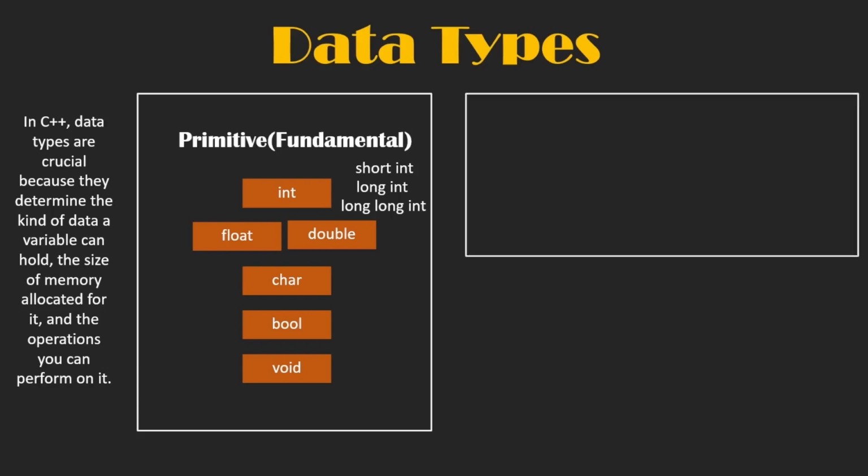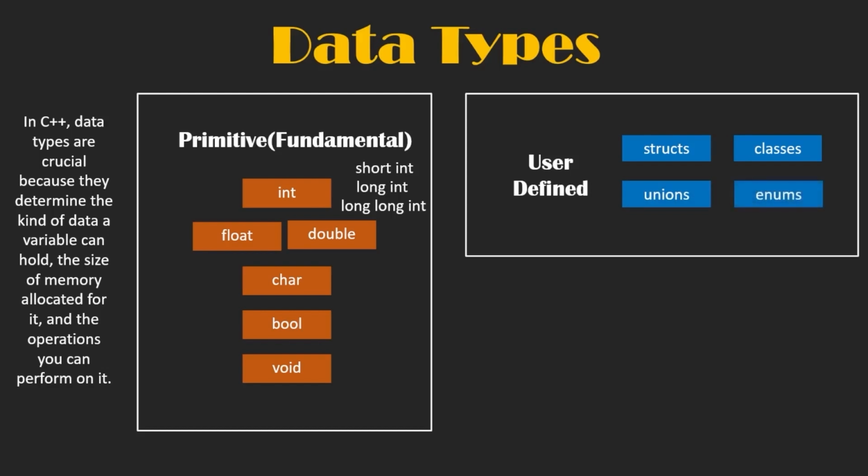In C++, user-defined data types allow you to create custom data structures tailored to specific needs. Examples include structures, struct, which group different types of data under a single name, classes, which extend structures with methods and access control for object-oriented programming, unions, which enable different data types to share the same memory space, and enumerations, enum, which define named integer constants for better code readability.